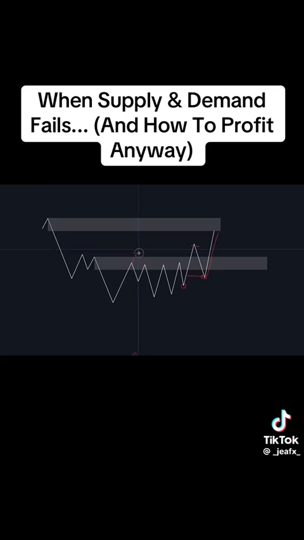If we see supply zone fails, that leads into trades higher into higher areas of supply. And if we see a supply zone hit multiple times, well, that opens the doors to an understanding that the next likely move is going to be a buy, not a sell.